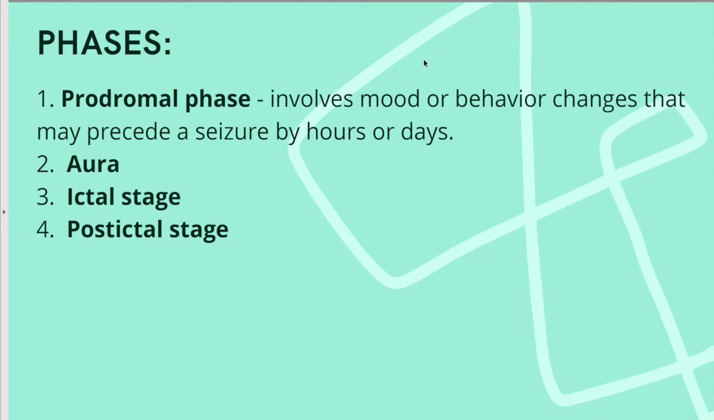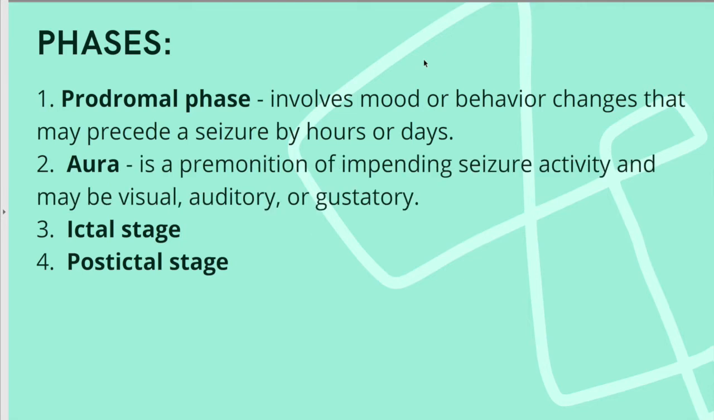Next is aura. Aura is a premonition of impending seizure activity and may be visual, auditory, or gustatory. Aura doesn't actually happen with all types of seizure. It could happen in the very beginning of the seizure for focal seizures or in a tonic-clonic seizure. So it could happen within seconds to minutes before a seizure. So many times it gives the patient time to prepare themselves for the seizure.